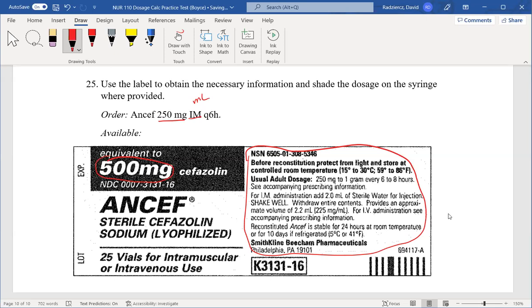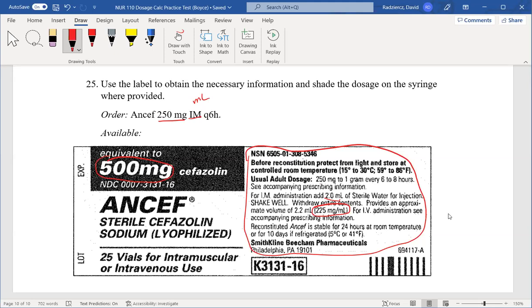So it tells us the usual dosage range, and we're within that range. It says for intramuscular administration, you're going to add 2 milliliters of sterile water, shake well, and then it provides an approximate volume of 2.2 milliliters. And this is what we're looking for right here: the strength is 225 milligrams per milliliter. Now, the other thing I can do is take that 500 milligrams divided by the 2.2 milliliters, and I actually get a concentration of 227 milligrams per milliliter.